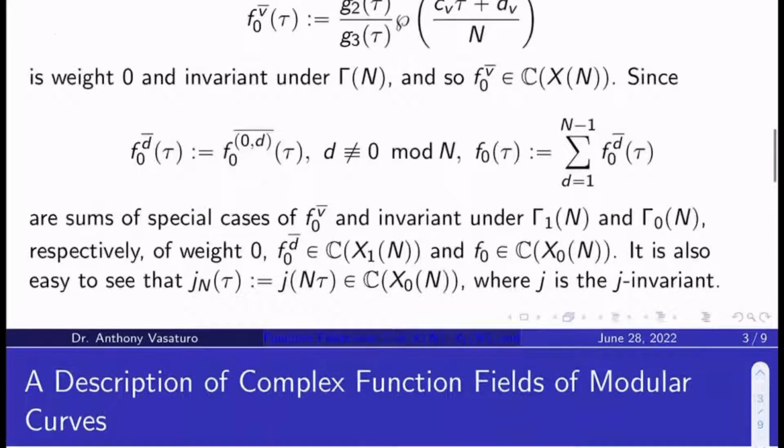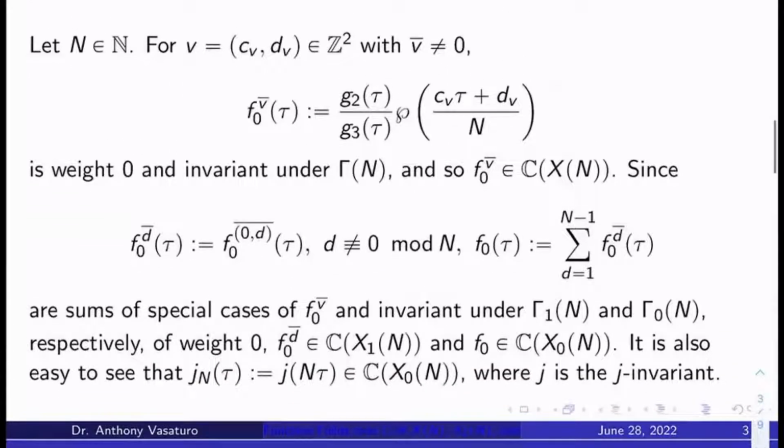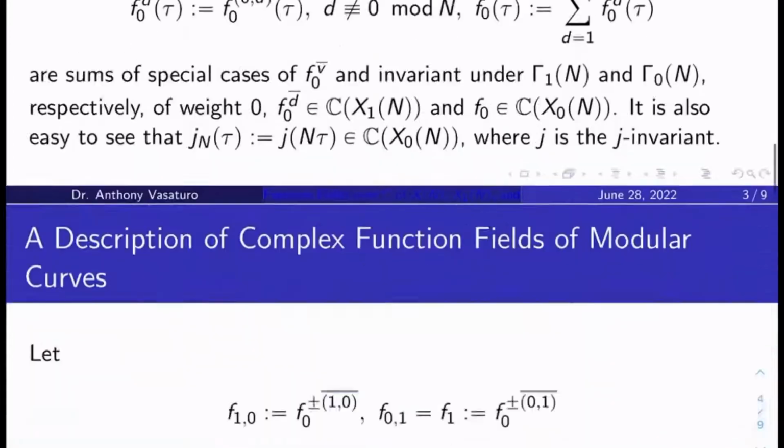Okay, and finally, you can also pretty easily check that the function, which I'll call j sub n of tau, which is just the j invariant evaluated at n tau, lives in the complex function field of x sub 0 of n. Again, j is just the j invariant. We've talked about that over the past couple of videos. Okay, so we've got some special functions here: these f d bar zeros, these f sub zeros, these j n's, these j's.